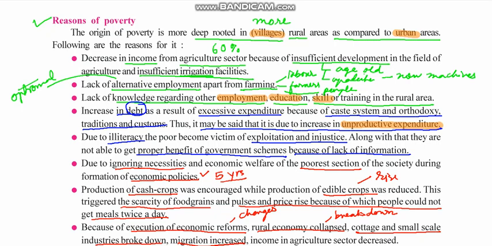Migration increased. Now people don't have work, so what will they do? They will migrate. Migrate means to go to another place. Income in the agriculture sector decreased, and all this resulted in a decrease in the agriculture sector. Now here you can see this was the first point. So ultimately you can see it is a type of circle that is connecting to each other.